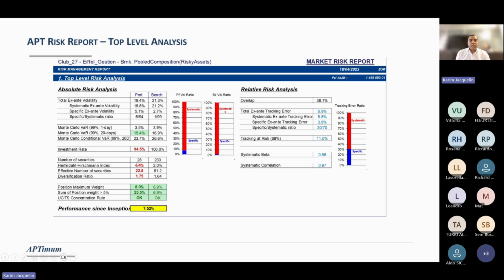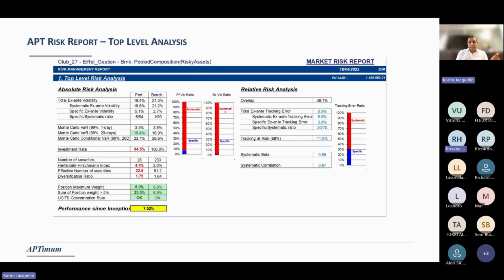Then we have some indicators of concentration. So we have the HHI, the Herfindahl-Hirschman index, which is a metric used to monitor the concentration of a market. But it can be used in your portfolio. Instead of market shares, you will use the weights of your securities inside your portfolio. And to compute this HHI index, you just square the weights of each position. You sum those squared weights, and you get this indicator. The lower the indicator, the more diversified you are.